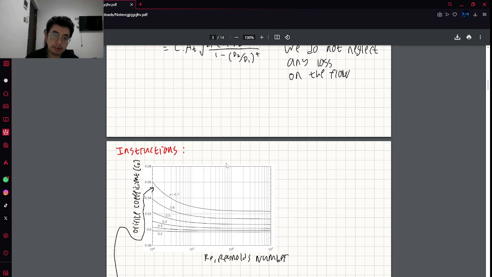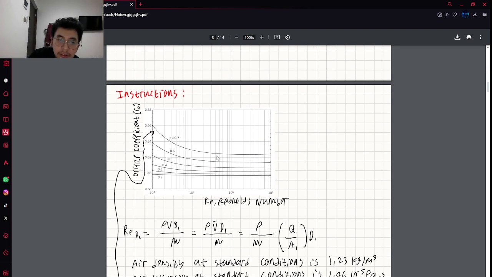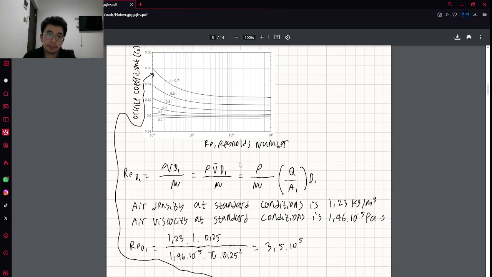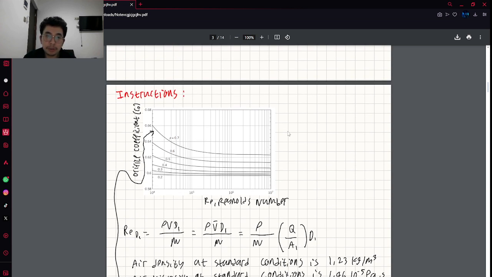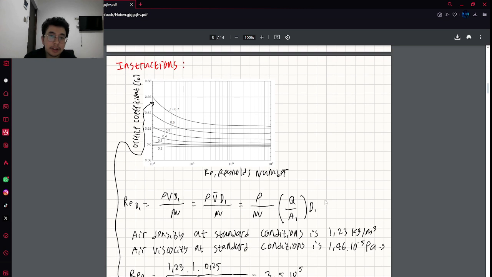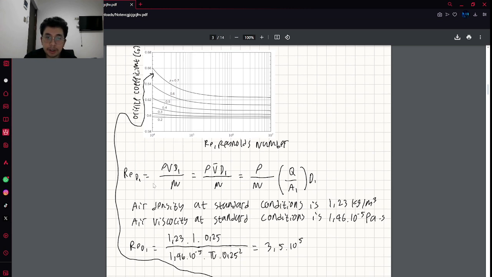So let's get to the instruction real quick. Okay, so basically, in this part I'm going to do an analysis of the Reynolds number with this graph right here. This graph I got from the book, which shows when the Reynolds number is this, the orifice coefficient is this. So basically, it's just a ratio between this and this. So yeah, we got this right here.